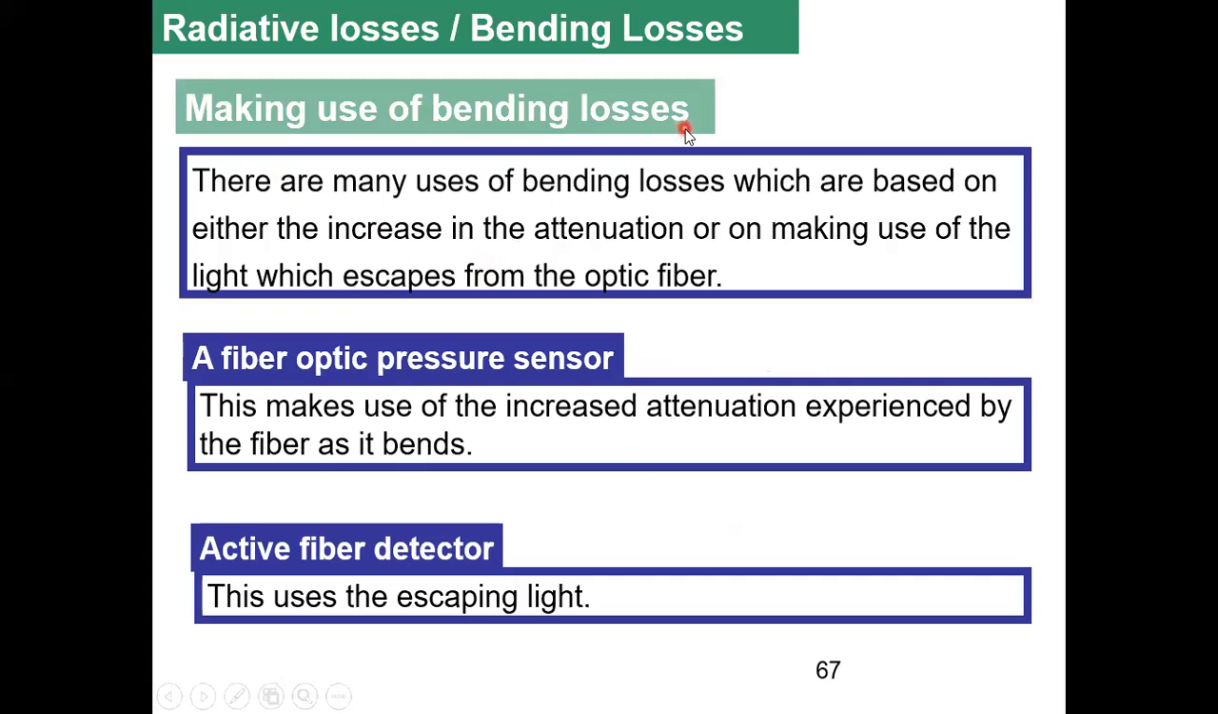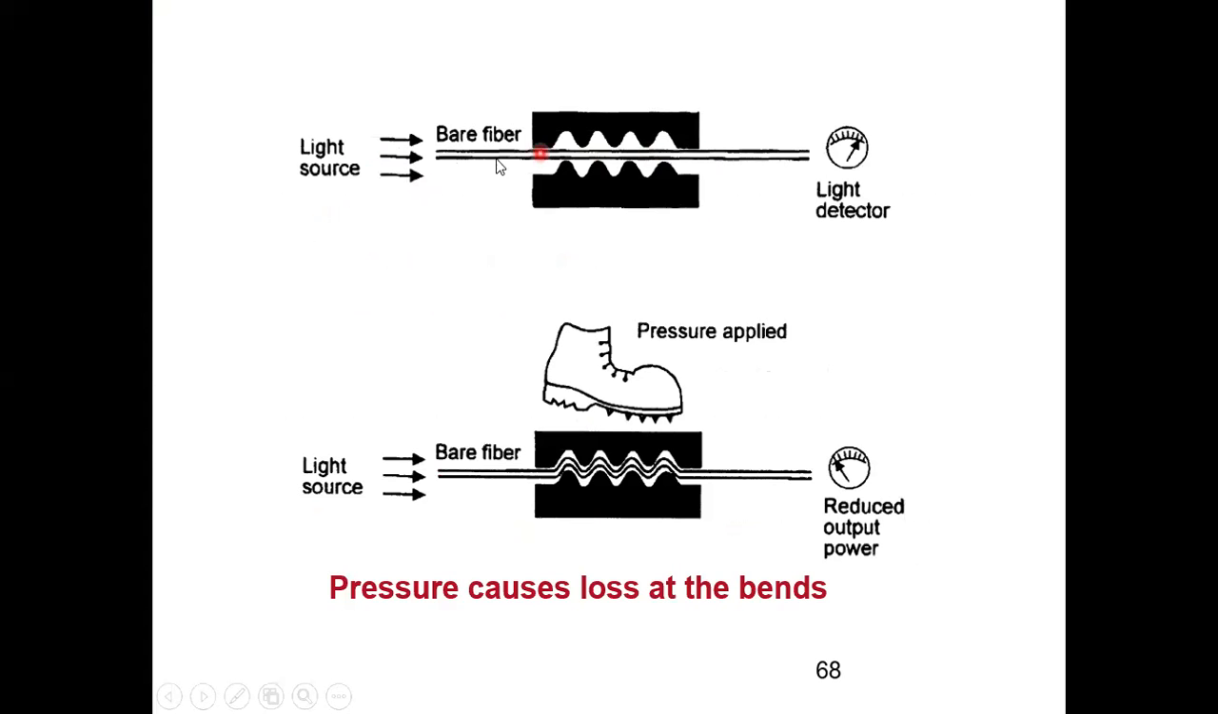Now making use of bending loss, which I was just saying, all those military uses and all. So I can use it as a fiber optic pressure sensor, or I can use an active fiber detector. Yes, this is also one of the reasons. So here, suppose I have the bare fiber, light source, and the light detector. The moment some pressure falls, the light will escape and there will be a reduced output power level. So I can calibrate this reduced power in terms of whatever parameter I want to measure.